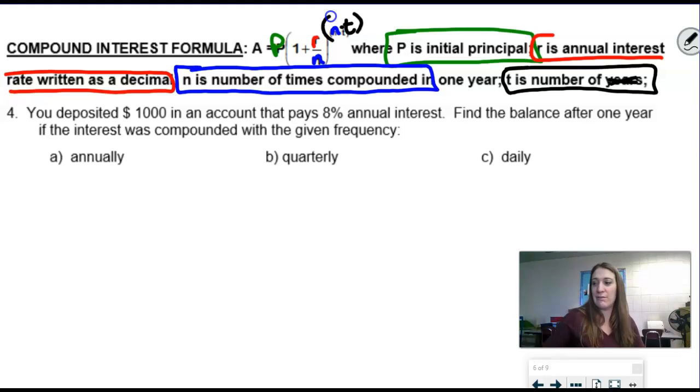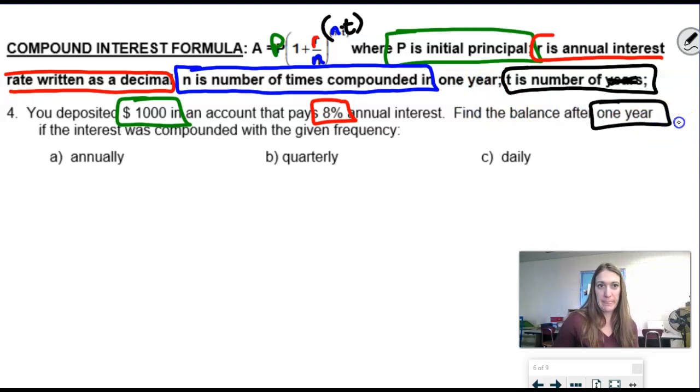Let me demonstrate that for you in this question. So we have $1,000 that we're investing, right? So that's the principal right there. And it pays 8% interest. That's super high, by the way. You're never going to find a savings account with 8% interest. And it does say 1 year, so there's your time.